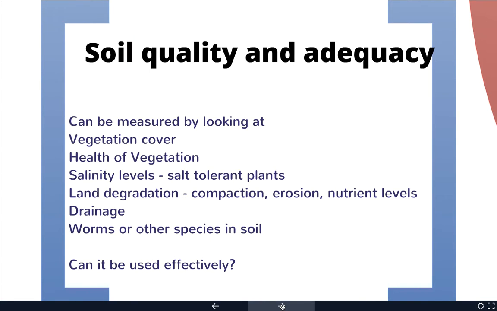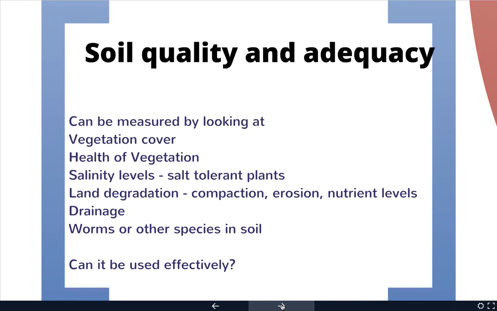Right, soil quality and adequacy. The way we measure this is things like vegetation cover, the health of the vegetation, diversity of vegetation too, not just that there's vegetation cover, but is there a variety of vegetation cover there. Salinity levels, salty soil will only support salt-tolerant plants, which are very hardy but don't indicate that the soil is very healthy. Things like land degradation, compaction, erosion, nutrient levels.